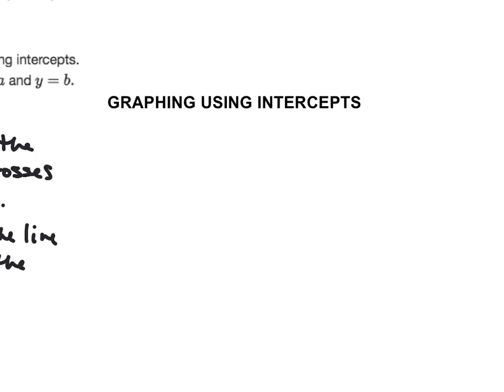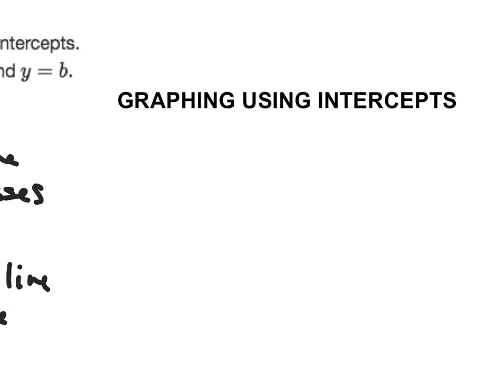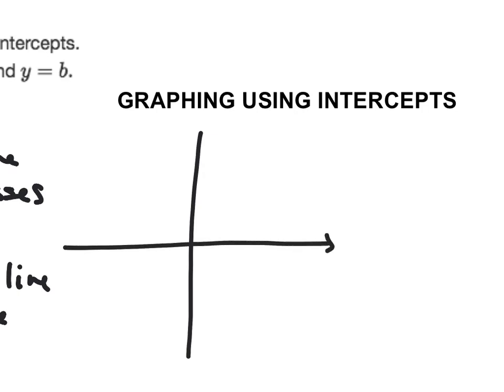Now, when we're graphing using intercepts, okay, we kind of touched on this in the last one, and what I want you guys to do is draw a little graph here, okay, and it doesn't have to be very specific, but I'm going to label it like 1, 2, 3, 4, 5, 6, and negative 2, 3, 4, 5, 6, okay.